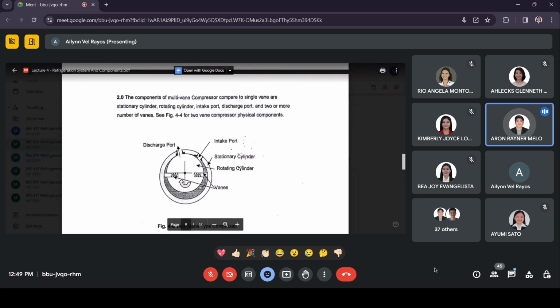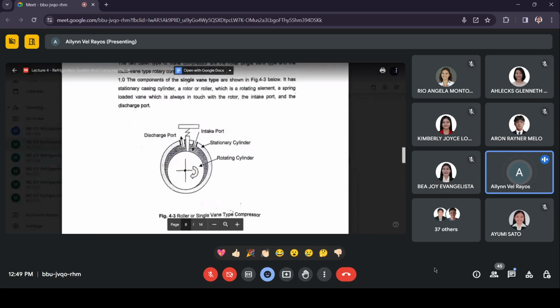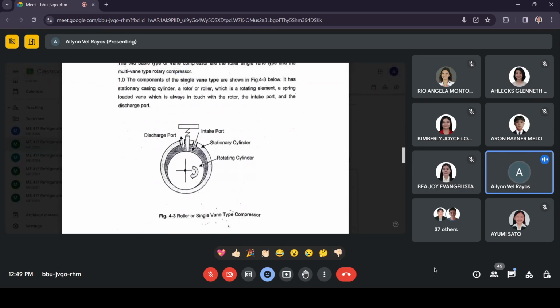The components of multi-vein compressor compared to single vein are stationary cylinder, rotating cylinder, intake port, discharge port, and two or more number of vanes. See figure 4.2 for two vein compressor physical components. Okay, so yan. So again, this figure 4.4 shows two vein. Yan, two vein compressor. And its physical components. Ito naman is single vein type compressor.